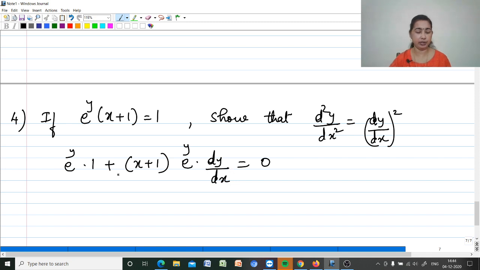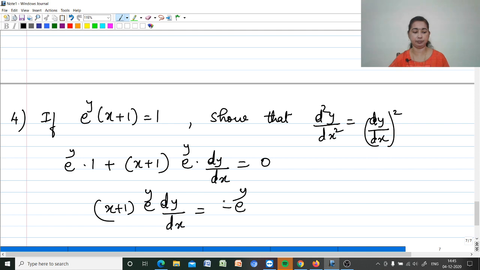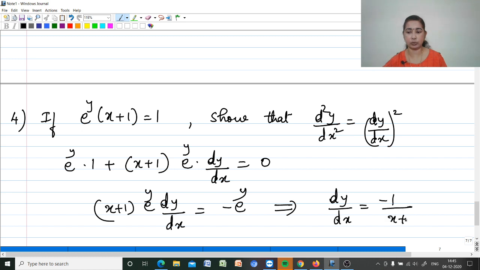So first we can find what is the first derivative. So for that take this e raised to y to the right side. So x plus 1 into e raised to y into dy by dx equal to minus e raised to y. From here e raised to y is common on both sides, that can be cancelled, remaining dy by dx equal to minus 1 by x plus 1.